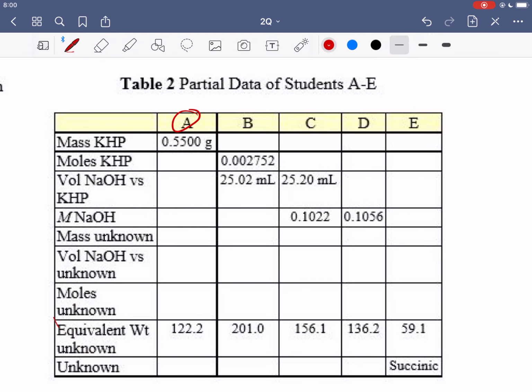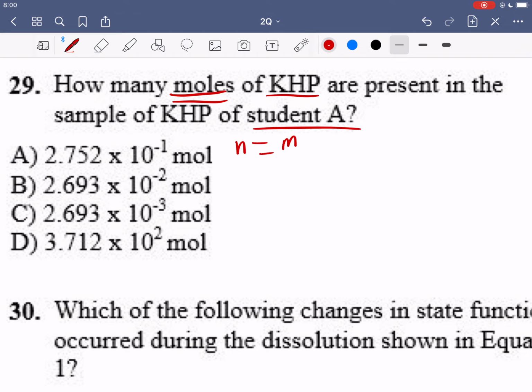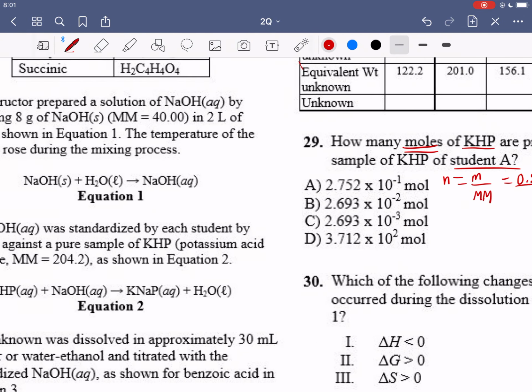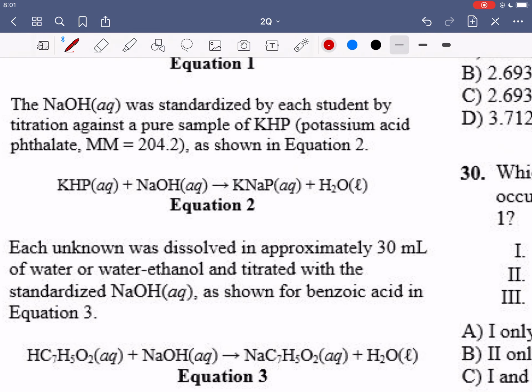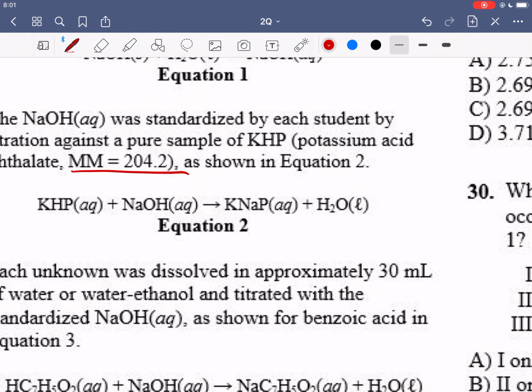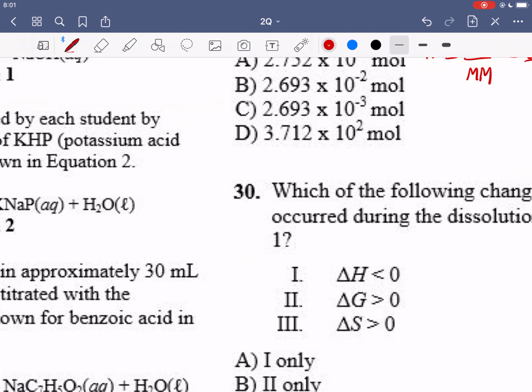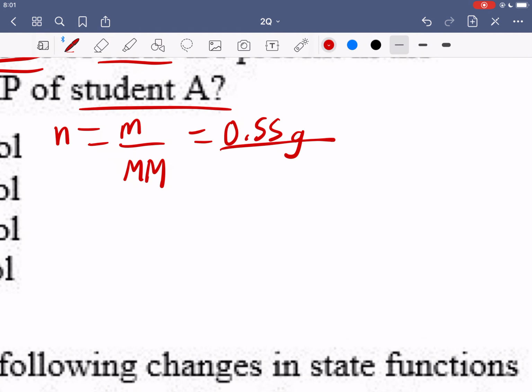Student A, they told us 0.55 grams of KHP, and we're looking for moles. So quickly, moles is mass over molar mass, so we know it's 0.55 grams, and then the molar mass for KHP was given in the discussion of KHP. Here's KHP, here's its molar mass, 204.2. So this question is really just find the data that you need from the passage and then do the calculations.